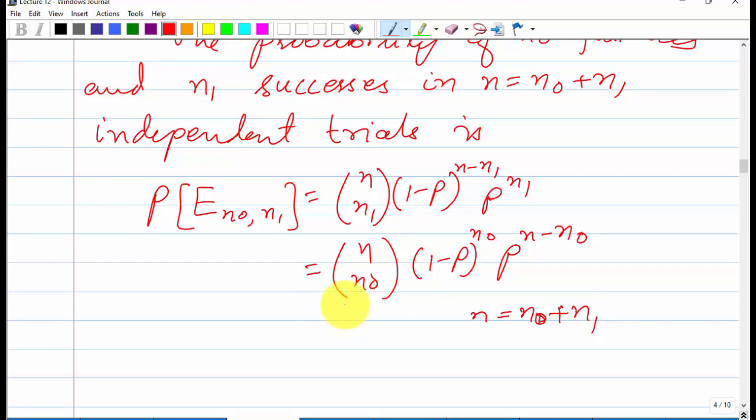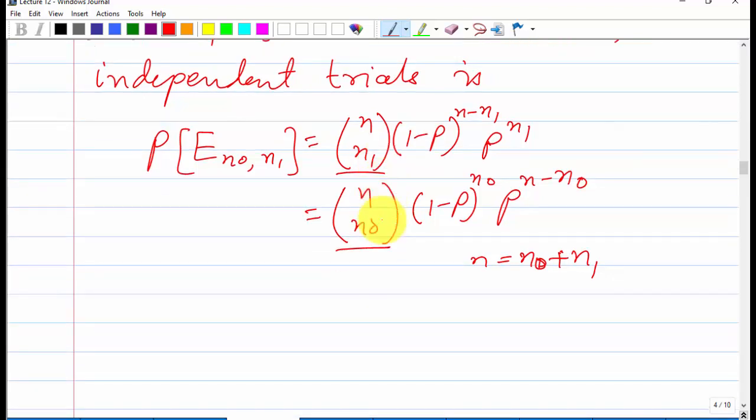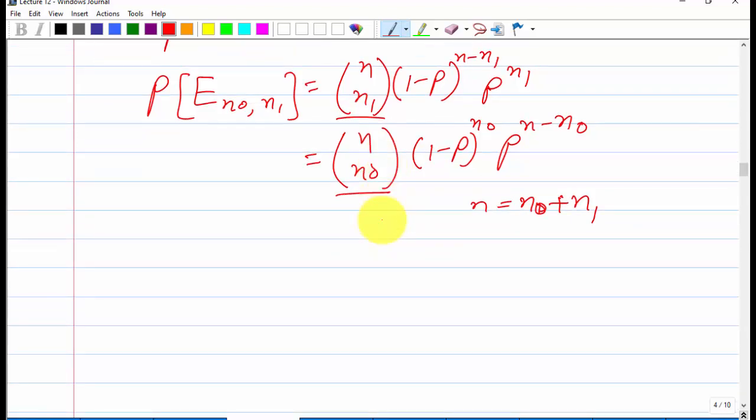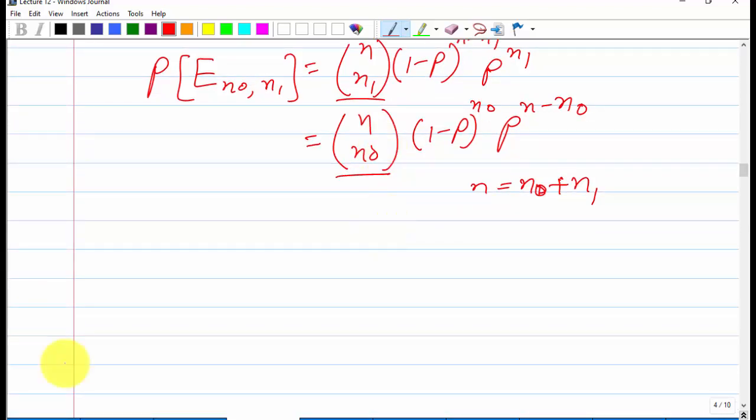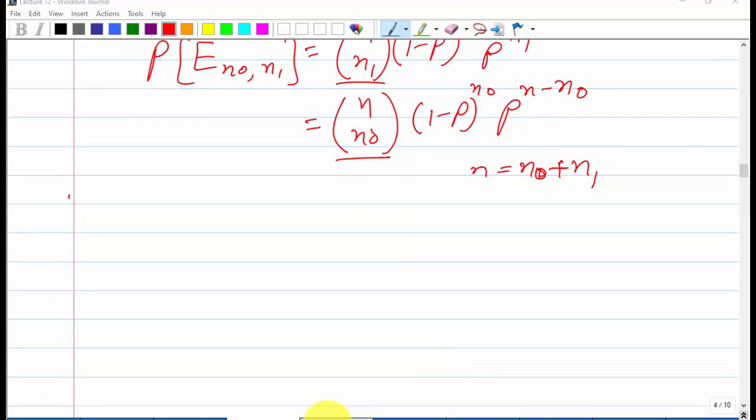So this just shows how many failures we have, and this shows how many successes we have, so they will be defined in the same manner. Okay, let's look at an example. Next example. I will paste it from the book here.